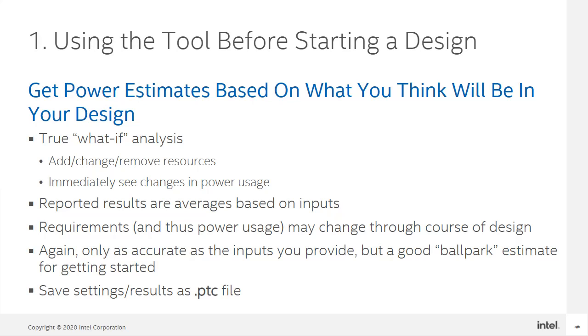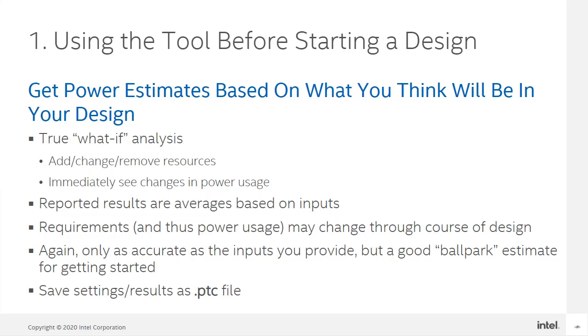Before even starting a design, you can use the PTC to get power estimates based on what you think will be in your design. The reported results are averages based on the input information you provide. You can easily play around with the information you enter into the tool to get a true what-if analysis for your future design. Again, the power numbers you'll get are only as accurate as the information you provide, so at this stage of the design process, use the output from the PTC as good ballpark figures to get started in designing your power and cooling solution.